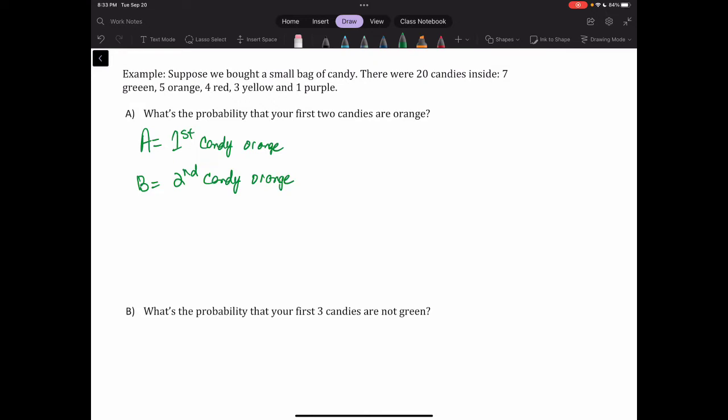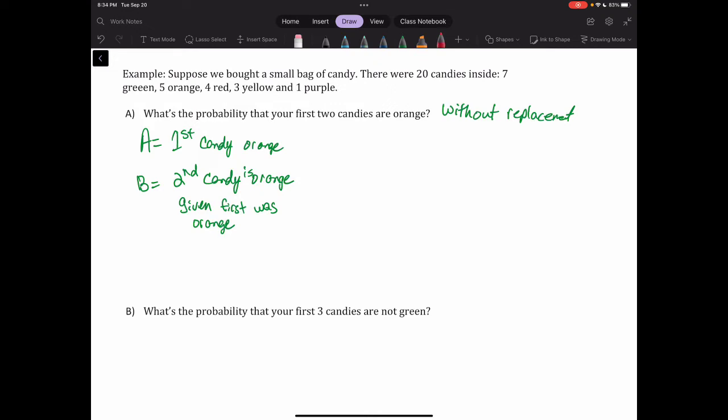Okay? And since I'm selecting 2 candies, this is going to be an example of without replacement, because as I select that first candy, I'm not replacing it, right? Because this is going into my mouth. I don't know about you guys. All right, so this is an example of without replacement. So really event B is the second candy is orange given that the first candy was orange. That's really what needs to happen in that event B, all right?